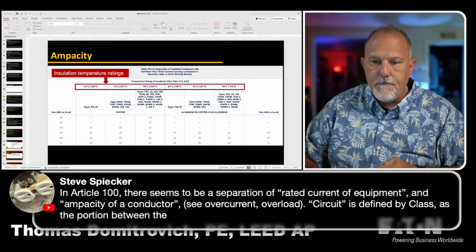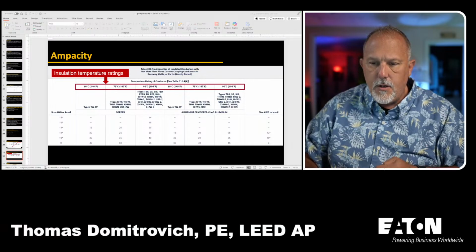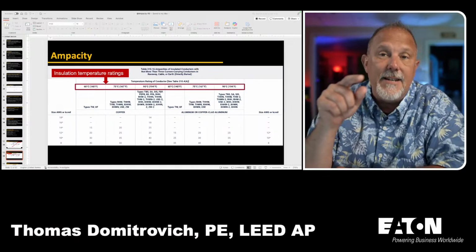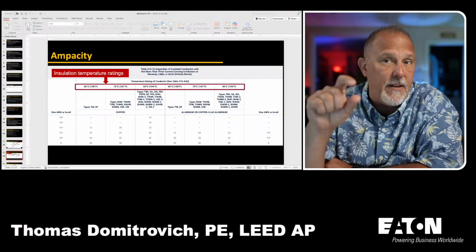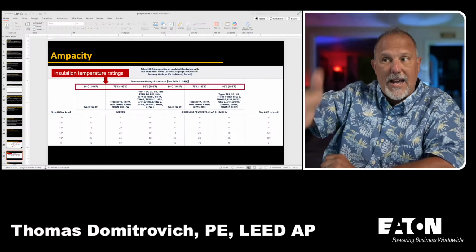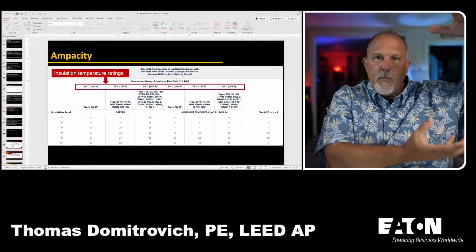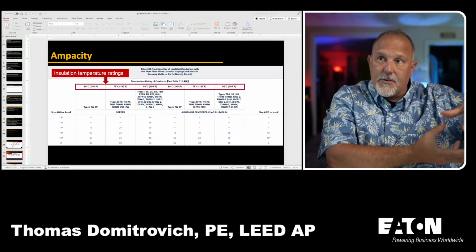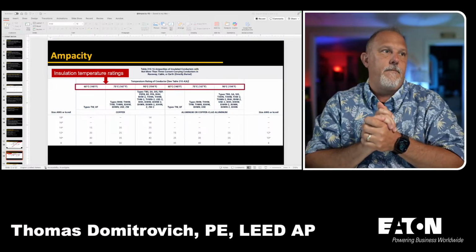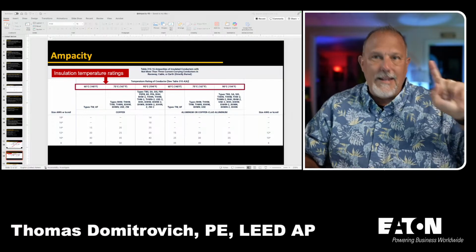Both are considered, but as separate considerations. Yes, Steve. And I think that's why in the very beginning of this discussion, I'm saying we have to treat them separately. We treat the conductor ampacity, establish that, then we consider what is the maximum current for that size conductor that the equipment can handle. I do those two things separately, and the weakest link wins. It makes sense to me, but I'm telling you, it's not that clear in the NEC.